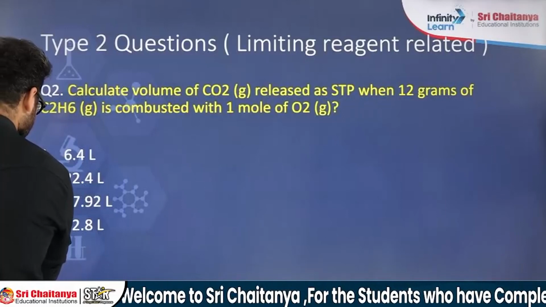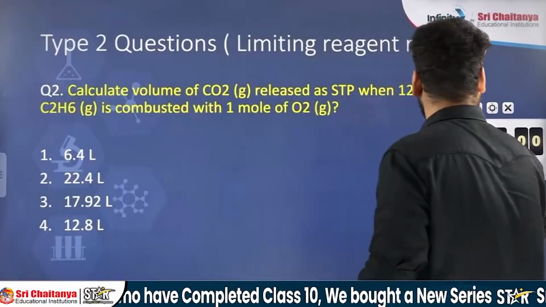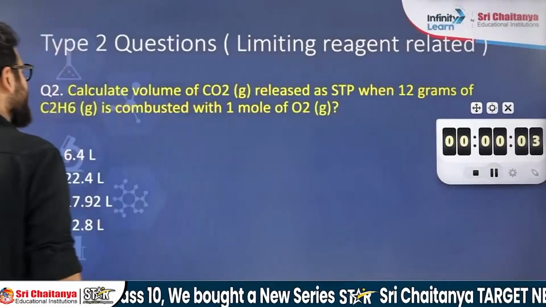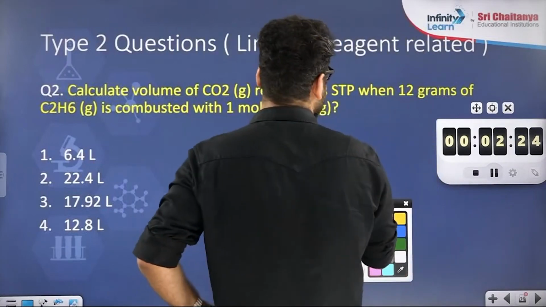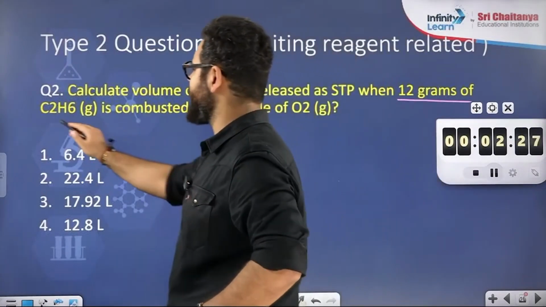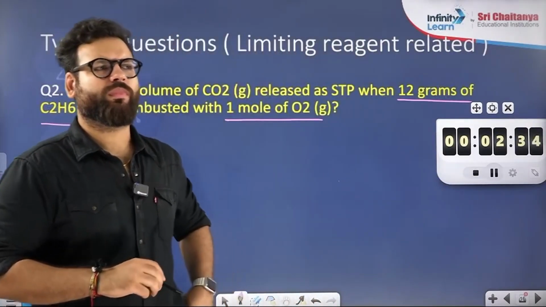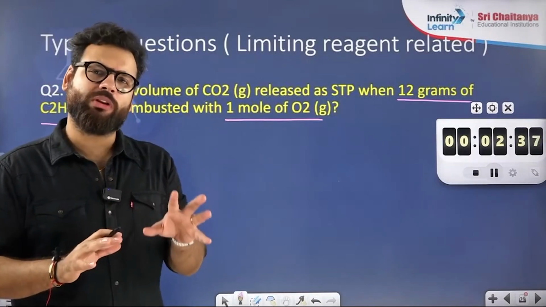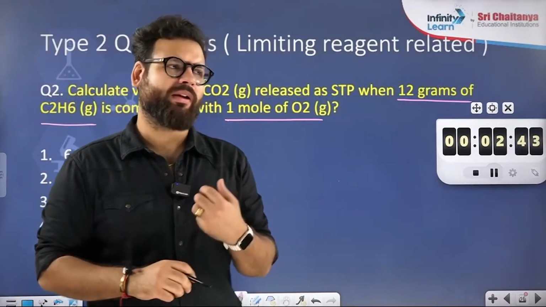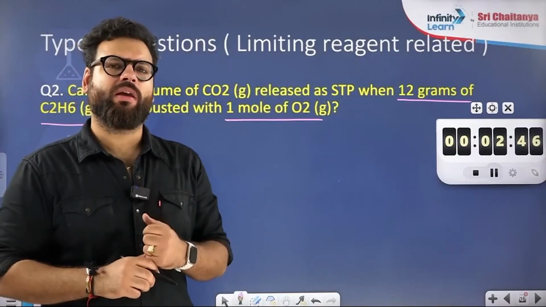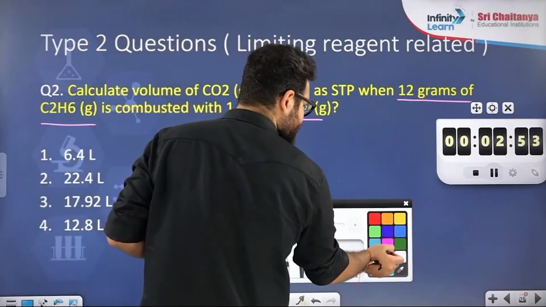Try this. I will give you time. Don't worry, I want you to take proper time for this and solve it. Then I will tell you. Question says, calculate volume of CO2, a product released at STP, when 12 grams of ethane is reacted with 1 mole of oxygen. That means data of both the reactants is given. Sandwiches are also given, cheeses are also given, but we don't know which is limiting. How to check which is limiting? Given moles by stoichiometry. First we write the reaction. Without writing the reaction, the question can never be solved.